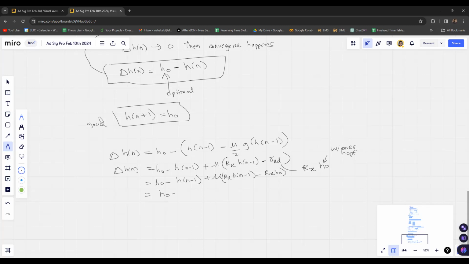So in here you can see that H naught minus Hn minus 1 can be written again, and you can take Rx outside. So mu Rx comes to the outside and H naught minus Hn minus 1 remains. In here you can take this as delta Hn minus 1. And in here also you can see the same thing, delta Hn minus 1.